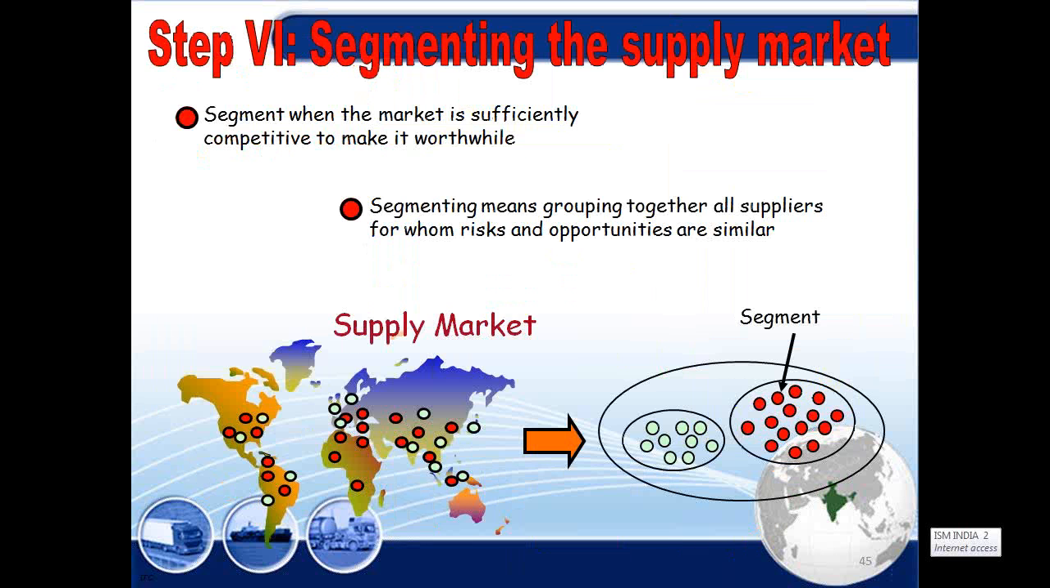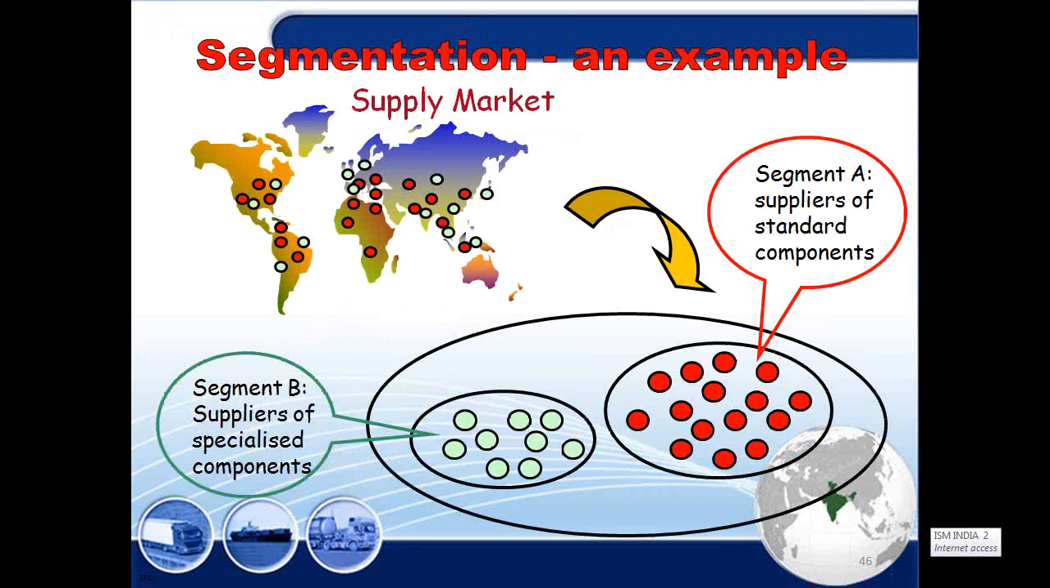So here you can see we're trying to segment the suppliers worldwide, which fall into this segment, which fall into the other segment. Segmentation of more or less equal suppliers in terms of technology, in terms of location, in terms of geography, in terms of dealing with the suppliers, all those factors. So this is where we have mentioned suppliers of standard components, suppliers of specialized components. So these are worldwide suppliers, and we're trying to segment them.